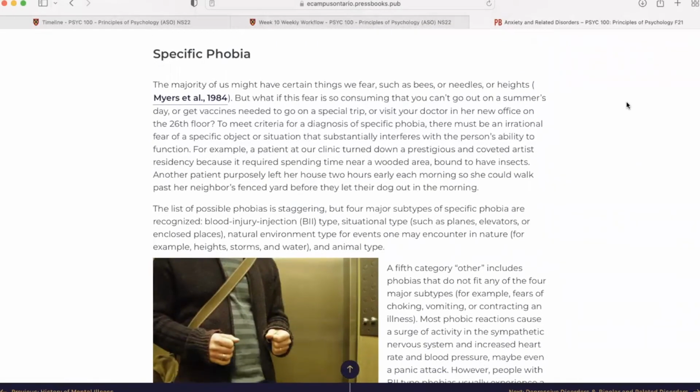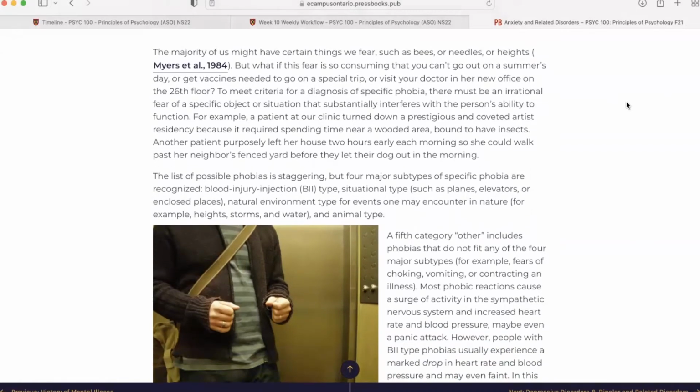Specific phobia. The majority of us might have certain things we fear, such as bees or needles or heights. But what if this fear is so consuming that you can't go out on a summer's day or get vaccines needed to go on a special trip or visit your doctor in her new office on the 26th floor? To meet criteria for a diagnosis of specific phobia, there must be an irrational fear of a specific object or situation that substantially interferes with a person's ability to function.